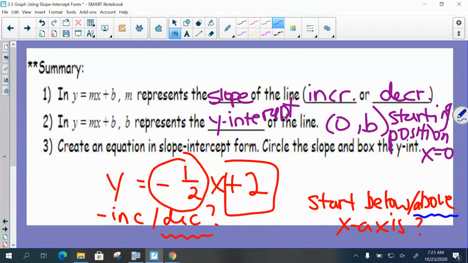And then whatever your equation is, you can answer those same questions, or you can ask a neighbor to answer the questions and see if they're correct. You can kind of quiz them on it. All right, so let's do a few examples.